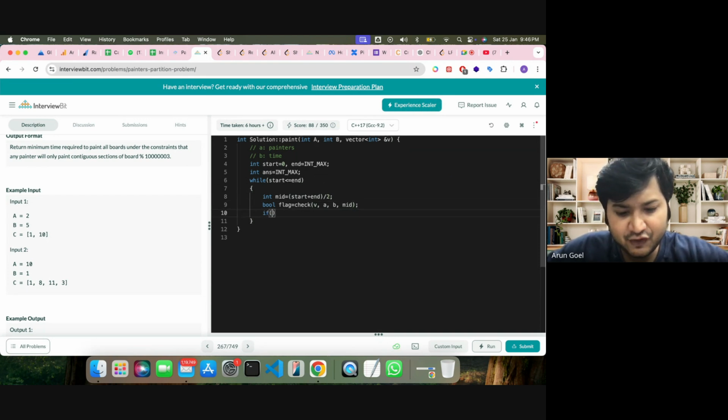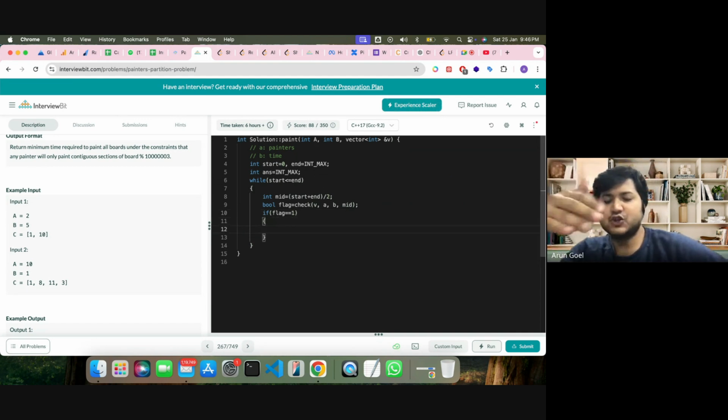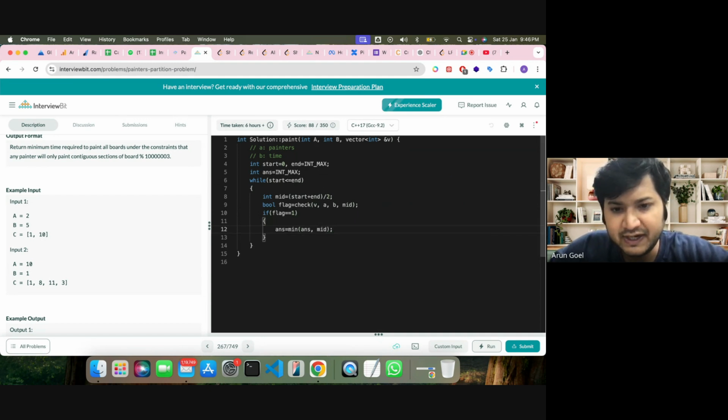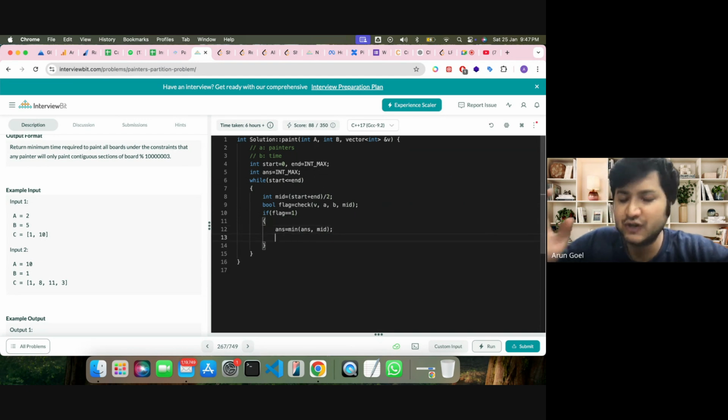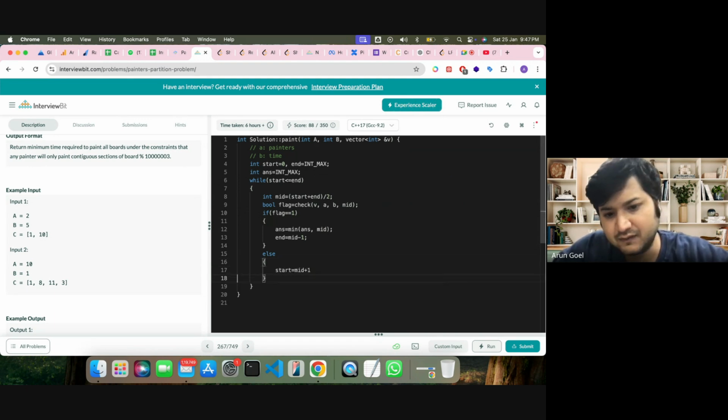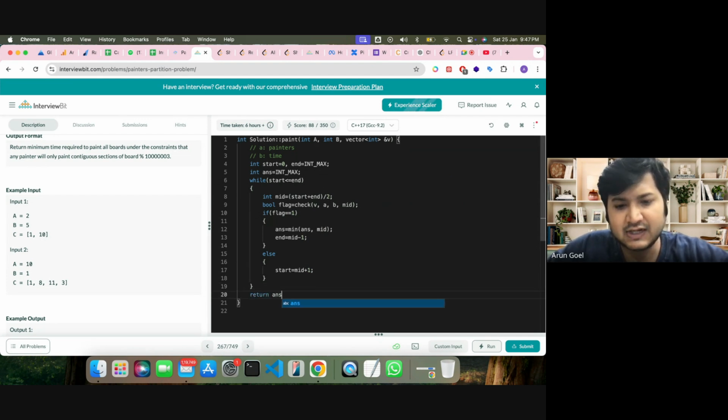Right? If your flag is equals to 1, what does this mean? कि शायद इससे छोटा टाइम पॉसिबल होगा. So first of all, answer equals to minimum of answer comma your mid, right? And इससे छोटा टाइम पॉसिबल हो सकता है. So let's reduce the size and end equals to mid minus 1. Else start equals to mid plus 1, right? And we can simply return answer then.